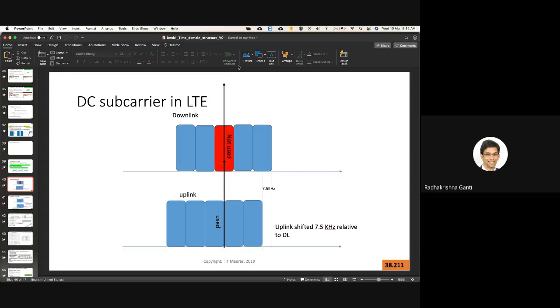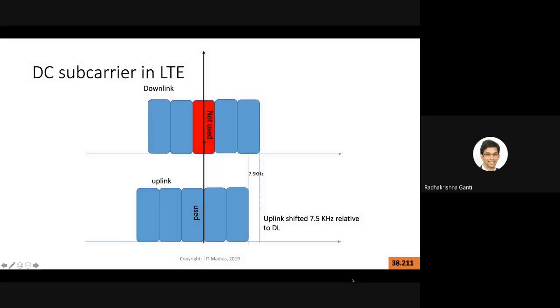Okay. So this is the downlink. Essentially, when we think about a subcarrier, this is what we think about. Okay. So what they do is, in LTE, the uplink is shifted by 7.5 kilohertz compared to the downlink. So that the DC subcarrier falls between two subcarriers rather than at the center of a subcarrier. This is something that we have to keep in mind when we do LTE.